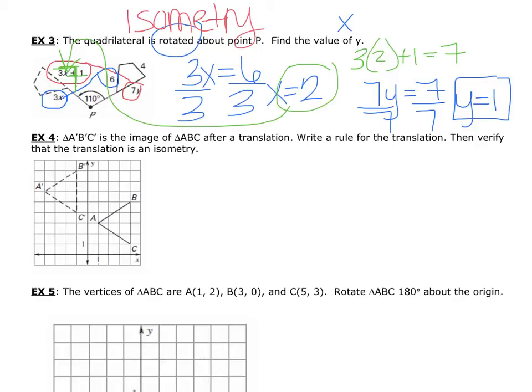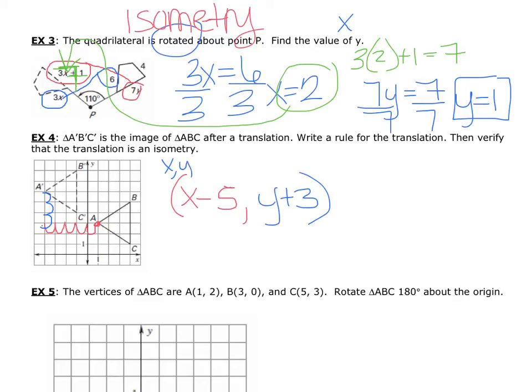Okay, number 4 is just a little bit of a review. Triangle A prime, B prime, C prime is the image of triangle ABC after a translation. Write the rule, then verify that the rule is an isometry. So we just pick any point, A, B, or C. It doesn't matter which one. So if we go here, we're saying, okay, how did they travel along the graph? They went back 1, 2, 3, 4, 5. So that's back 5. Left to right are your x's, and going left is subtraction. And then you go up 1, 2, 3. Up is addition to the y's. So there's your translation rule.